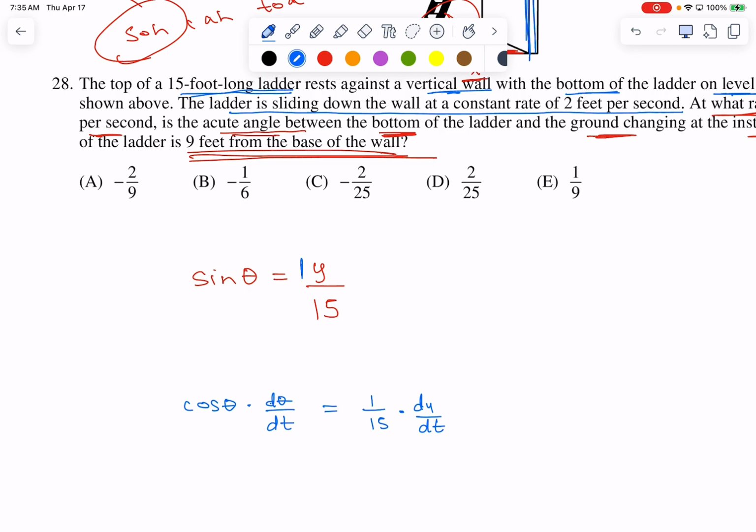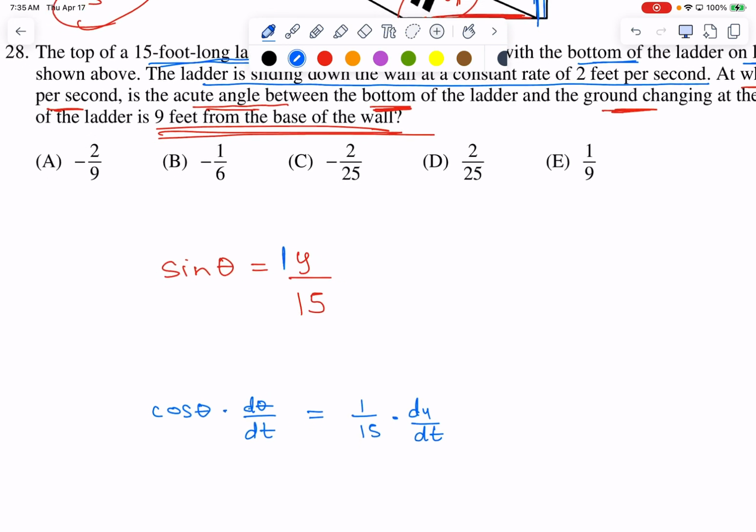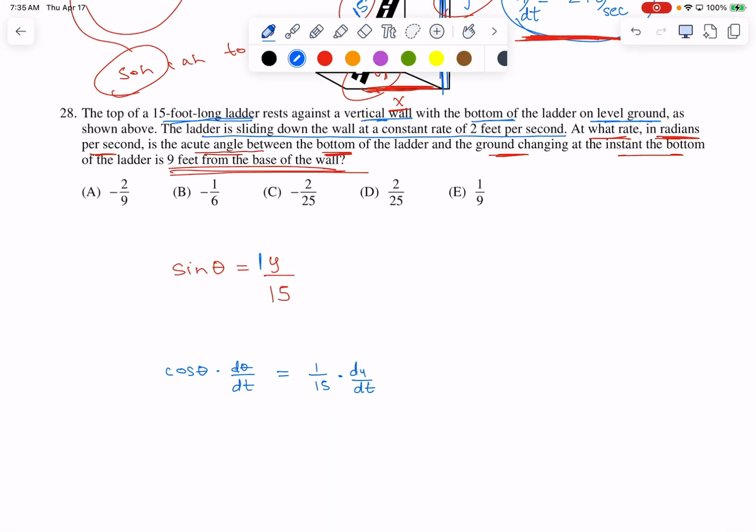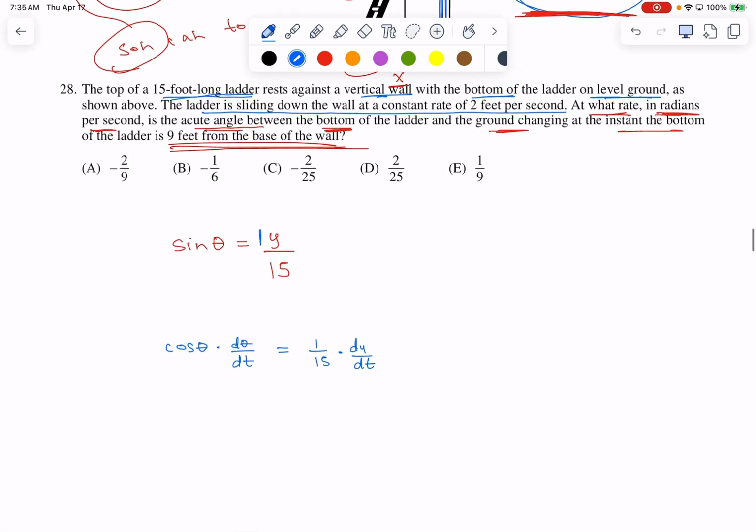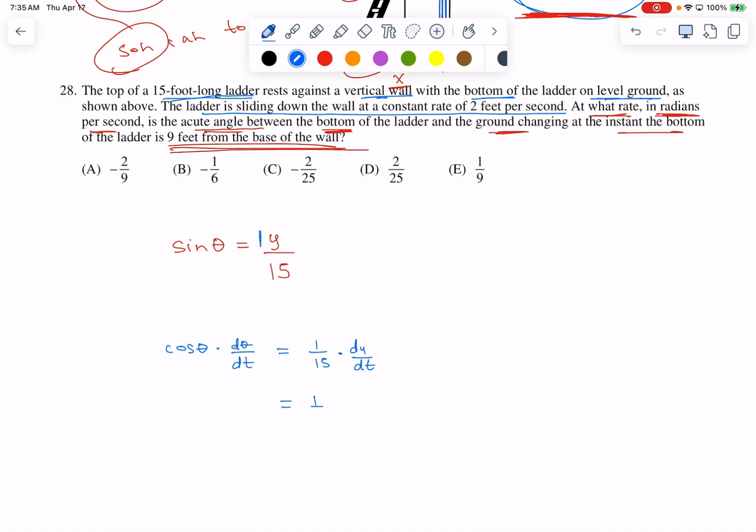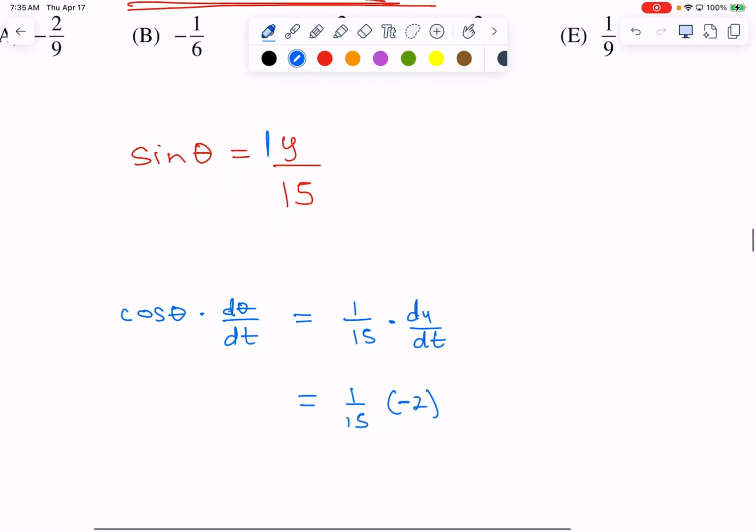Got it. Now, you know dy/dt. What is dy/dt? Go back up there. What was dy/dt? -2. So you've got 1/15th times -2. You want to find d theta/dt.